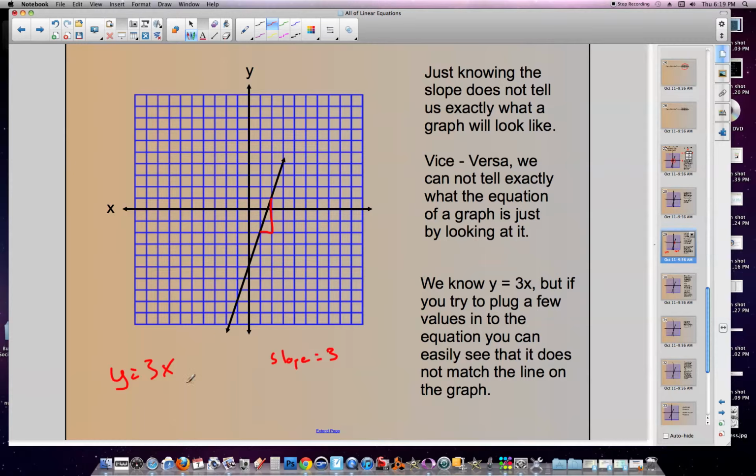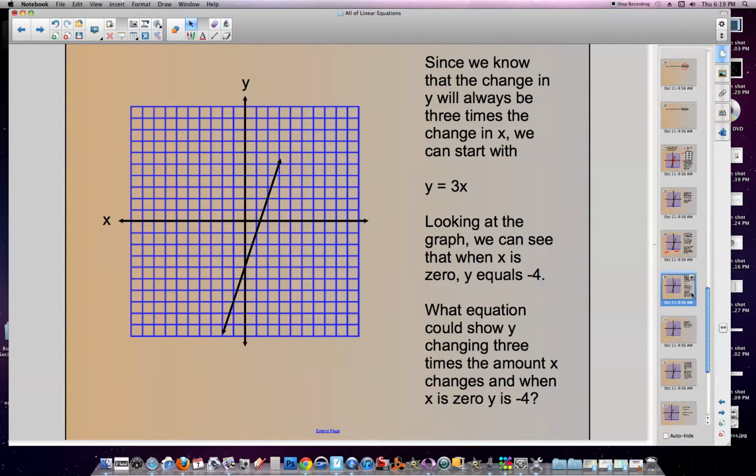But once again, that doesn't tell us where this is going to be, right? Under this presumption right here, if x were 0, y would be 0. But clearly, this line does not go through here. So something is missing. And I hope you can sense that there's some other piece of information that we need to be able to accurately graph where a line goes. Since we know that the change in y will always be 3 times the change in x, we know the equation starts with y equals 3x.